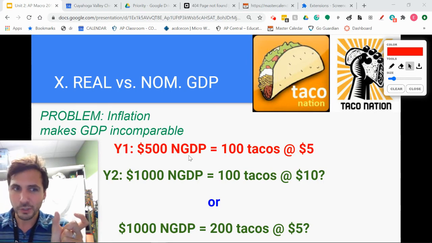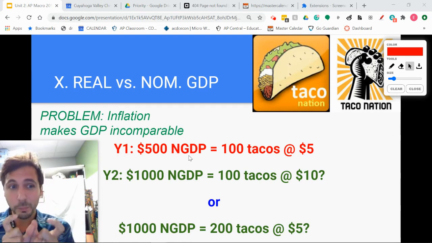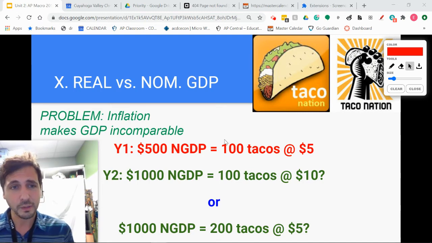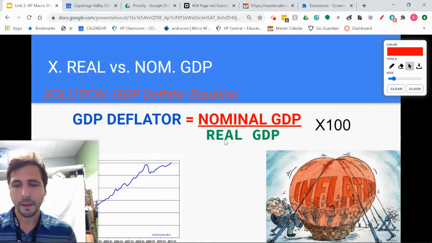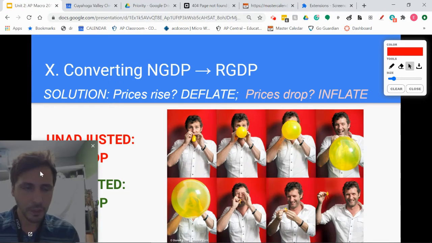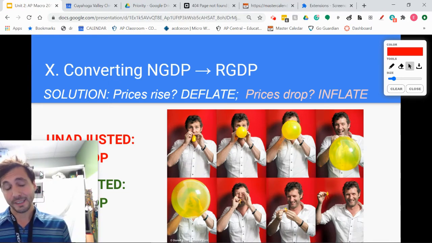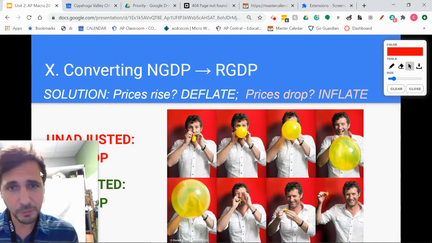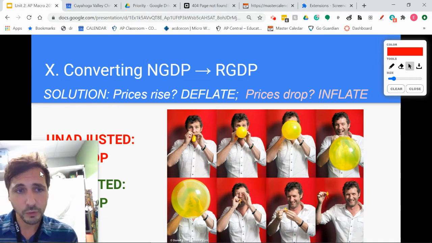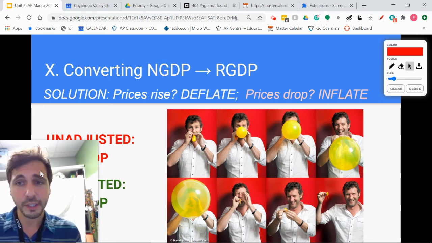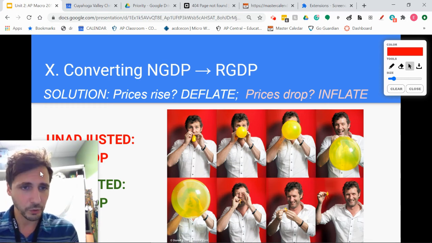They're not either production or prices. They are production because I adjust for inflation. So we will always, always, always adjust for inflation, take it from nominal to real, because real is always better. Okay, so how do we do this? Well, if nominal GDP is rising, if prices are going up, then I'm going to have to deflate to get real GDP. And if prices are going down, we have disinflation, then I'm going to inflate to get real GDP.